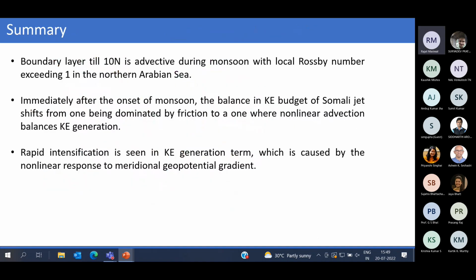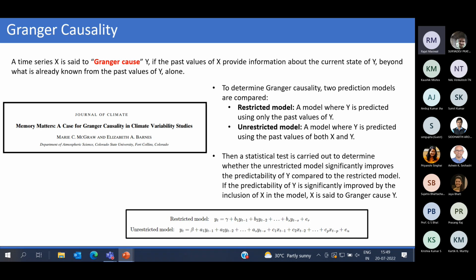To summarize, we see that the boundary layer up to 10 degrees north during the monsoon is advective, and the local Rossby number exceeds 1 in the northern Arabian Sea. We also see that immediately after the onset, the balance of KE shifts from one dominated by nonlinear advection to one dominated by kinetic energy generation. Also, the rapid intensification is seen in the kinetic energy generation term, which is caused by the nonlinear response to the meridional geopotential gradient. So this was all I had about the Somali jet part.